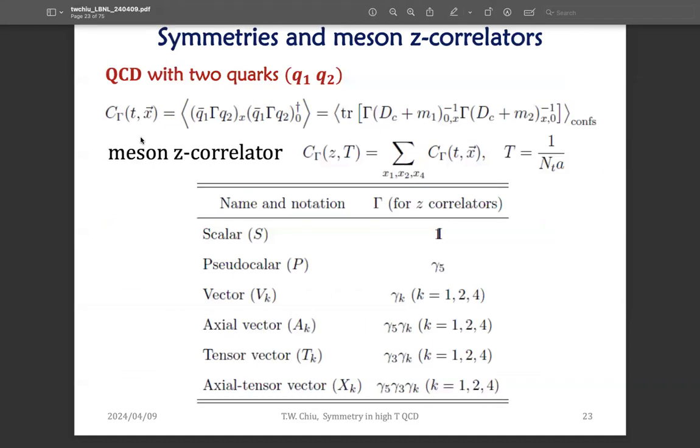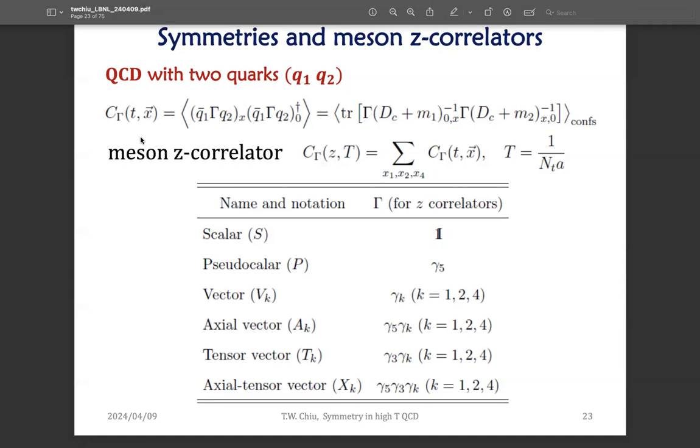Let me discuss the relationship between the symmetry and the degeneracy of the meson correlators. Let me consider two quarks, Q1 and Q2. The correlator from 0 to x can be expressed in terms of the quark propagator. The meson correlator is summed over x1, x2, and x4, with z being x3, and the temperature T is 1 over NT a, where NT is the size of the lattice in the x4 direction.